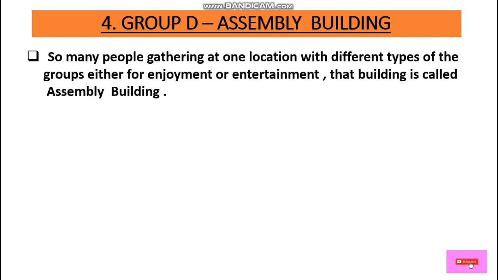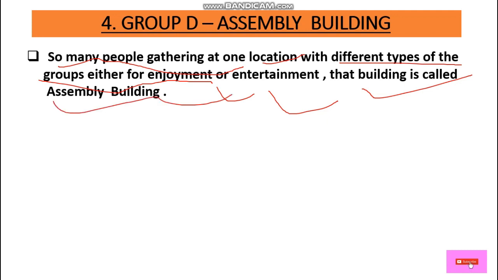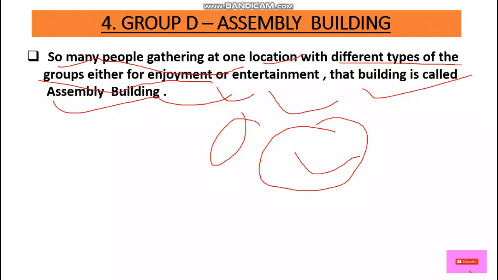Now come to assembly buildings. This is the next type of building. So what is an assembly building? Many people gathering at one location in different types of groups, either for enjoyment or entertainment. That building is called an assembly building. So where we have a gathering place with many people, gathering either for enjoyment or entertainment, we call it an assembly building.